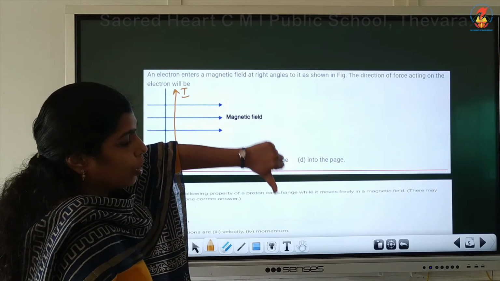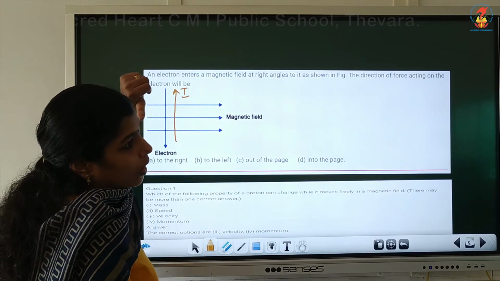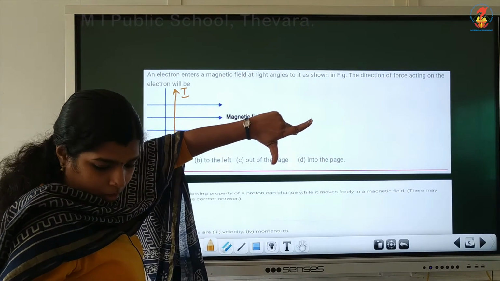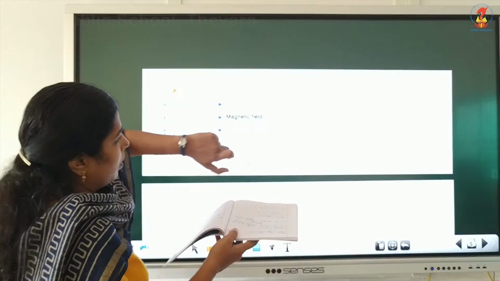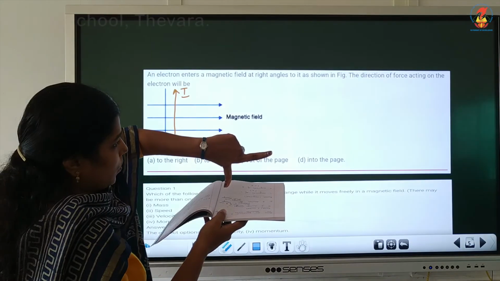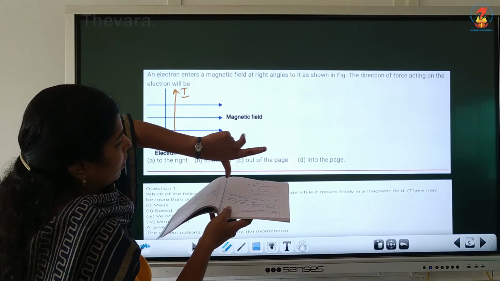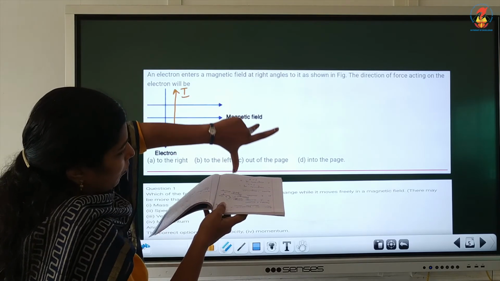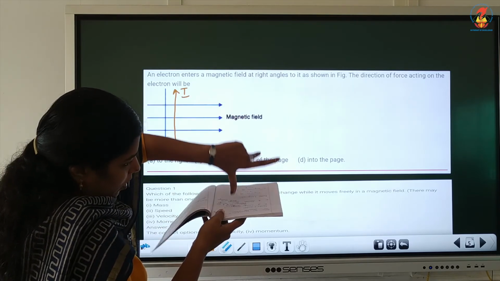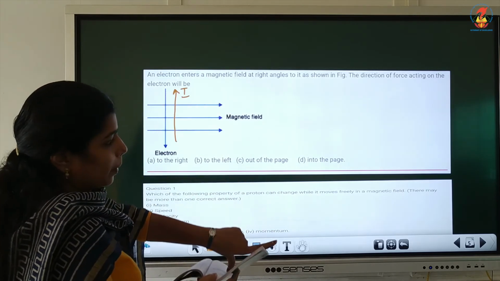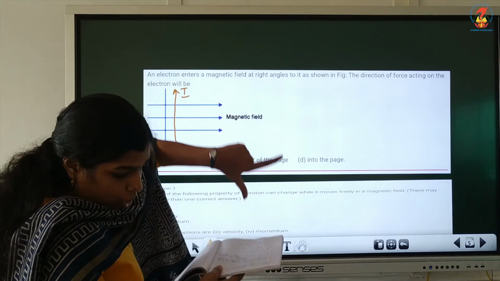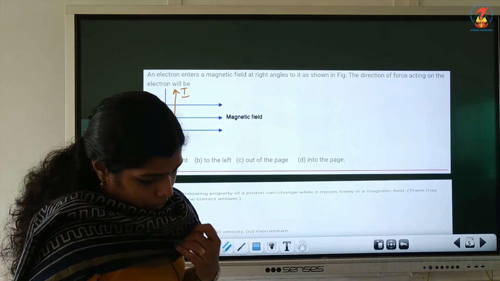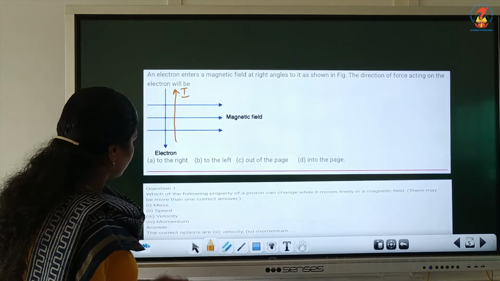If you consider your notebook, magnetic field direction is in this way, current is in the upward direction. So the thumb will point in the downward direction, that is into the page. Into the page.